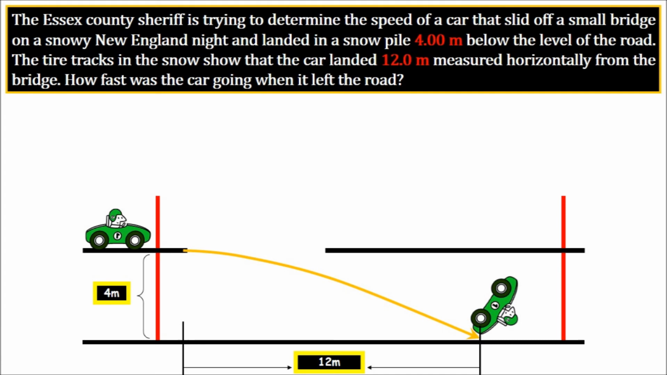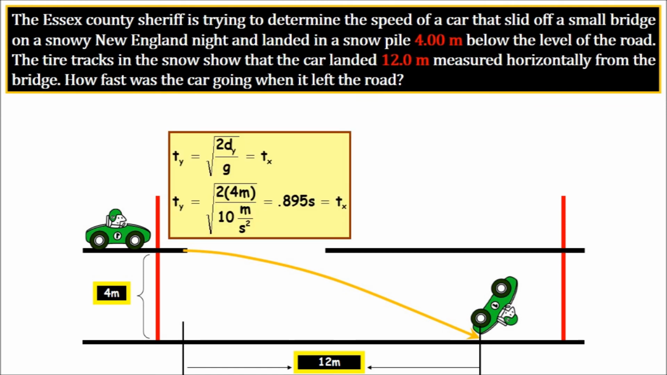The last problem is a type 1 projectile motion problem. The Essex County Sheriff is trying to determine the speed of a car that slid off a small bridge on a snowy New England night and landed in a snow pile 4 meters below the level of the road. The tire tracks in the snow show that the car landed 12 meters measured horizontally from the bridge. How fast was the car going when it left the roadway?